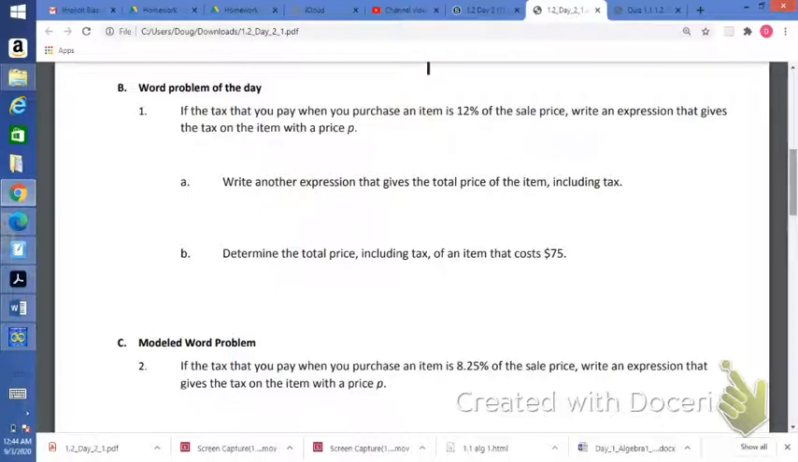Okay, the word problem of the day, it's a tax problem. Alright, so this is super relevant to your life. If the tax that you pay when you purchase an item is 12% of the sale price, write an expression that gives the tax on the item with the price P. Okay, so we need to write an expression. Remember our three-step process. The first is to look for keywords that would indicate a particular operation.